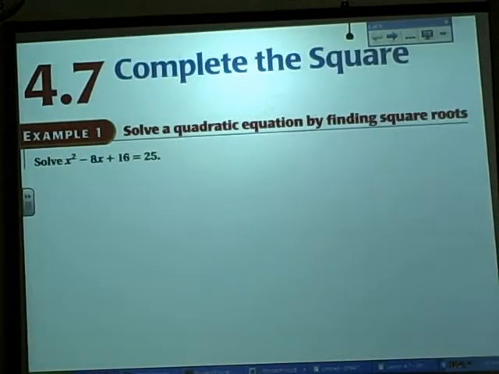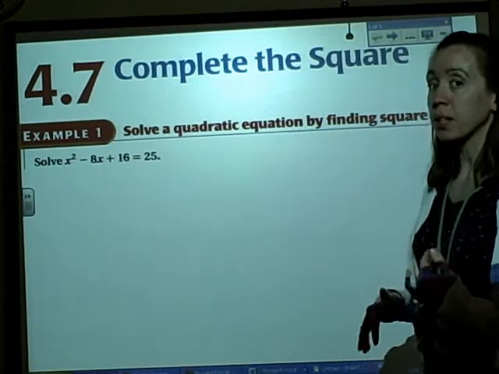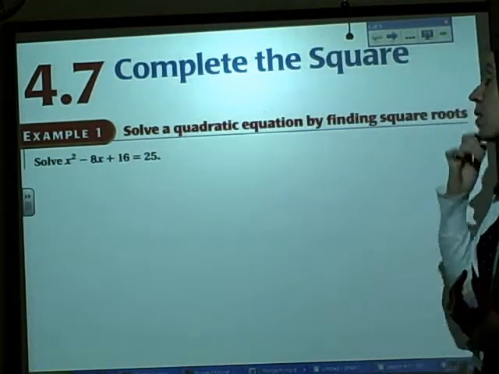Alright guys, we are going to talk about completing the square in this lesson. This is another method of solving a quadratic equation, and it kind of builds on what you guys talked about in section 4.5.